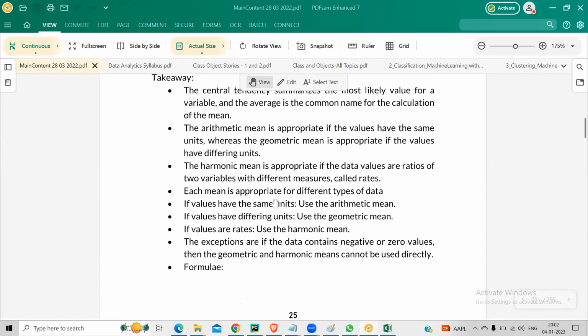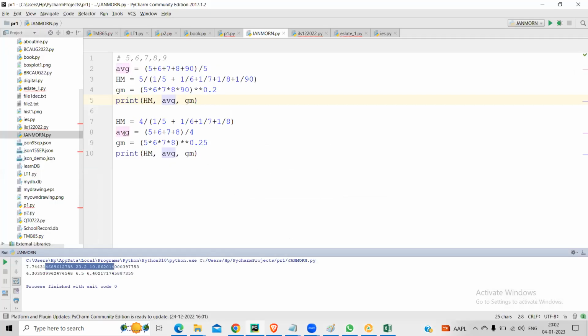So see, if the values have the same unit, we use arithmetic mean. If values have different units, meaning one is gram, one is kilogram, then your geometric mean will give you a better result, because the higher value is also kind of equalized. So if I tell you, I've got 5 apples, 6 oranges, 5 grapes, all are different. In that case, better to use geometric mean. And if values are rates or percentages, say this contributes 30%, other contributes 40%, third contributes 50%, and I ask you what is the average contribution, then you go for harmonic mean.